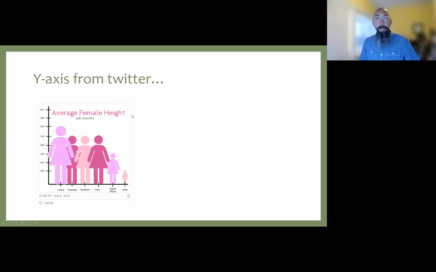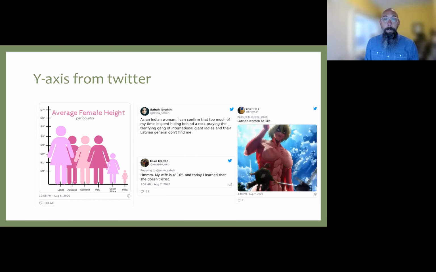This is a kind of funny example. I think somebody said they didn't like paper doll charts, which I think is what this means. This is an average female height by country. Now, we just were talking about starting the axis, so you might already see the problem. What I loved about this is it came with a lot of great Twitter information. "As an Indian woman, I can confirm that too much of my time is spent hiding behind a rock, praying the terrifying gang of international giant ladies and their Latvian general don't find me." So we've got the Indian woman's average height here, and then the Latvian woman, and then these others.